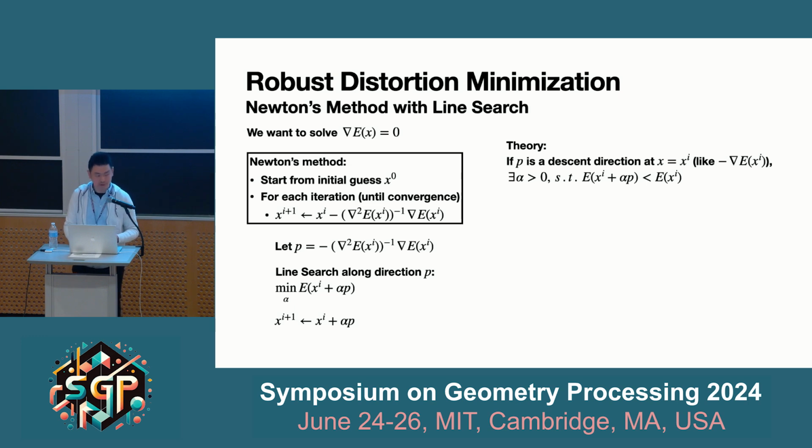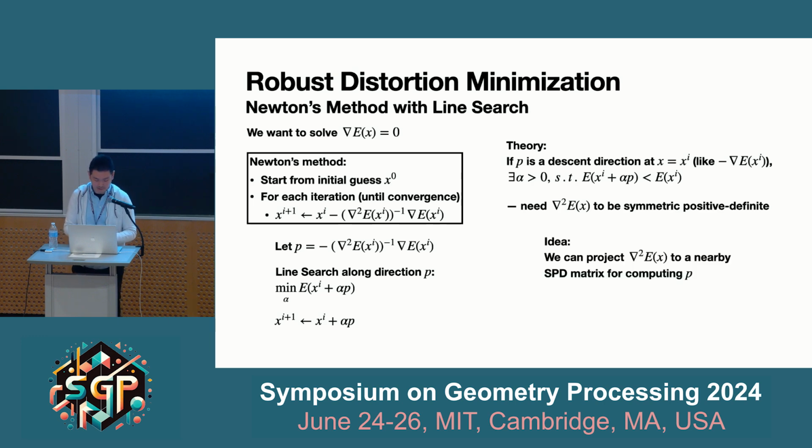So here, we still want to use the second order information in the Hessian to ensure quick convergence. So what we can do is to approximate this Hessian, or say project this Hessian to a nearby SPD, or symmetric positive definite form. And in this way, the search direction will also be descent, so that we can perform line search to ensure that in every iteration, we can reach a new configuration with lower energy, and then it won't explode again.